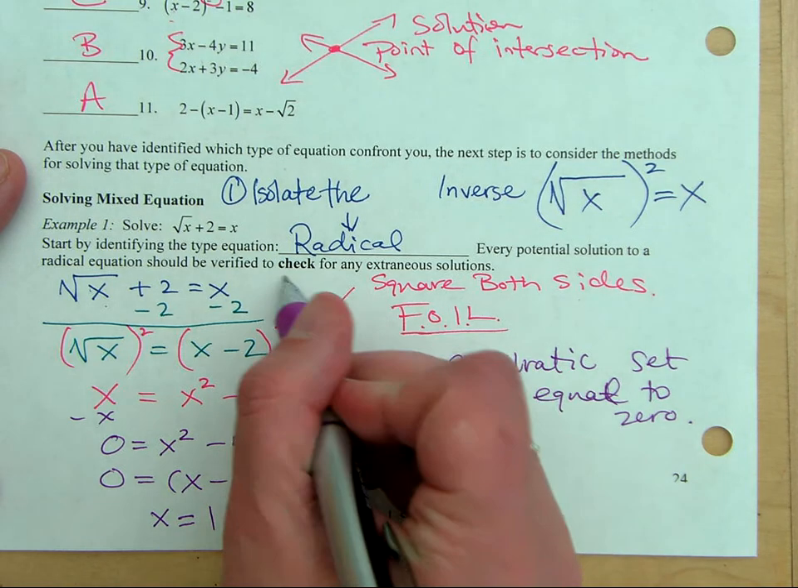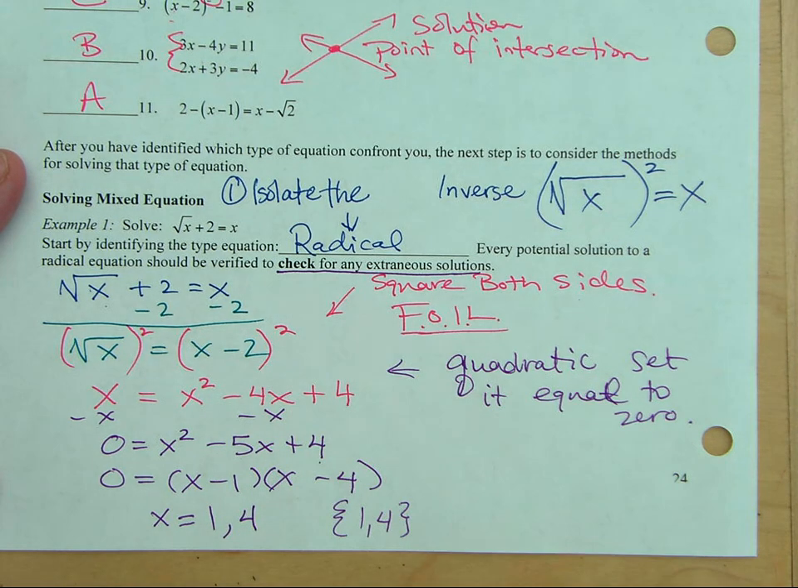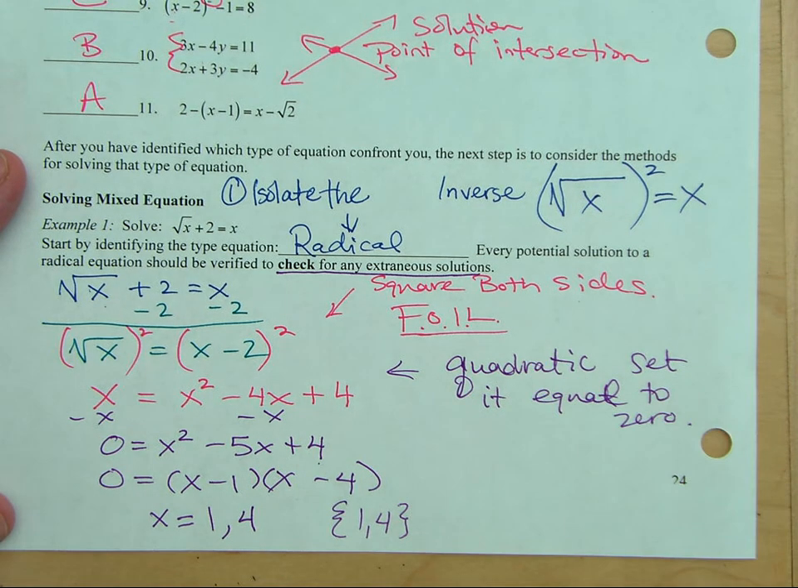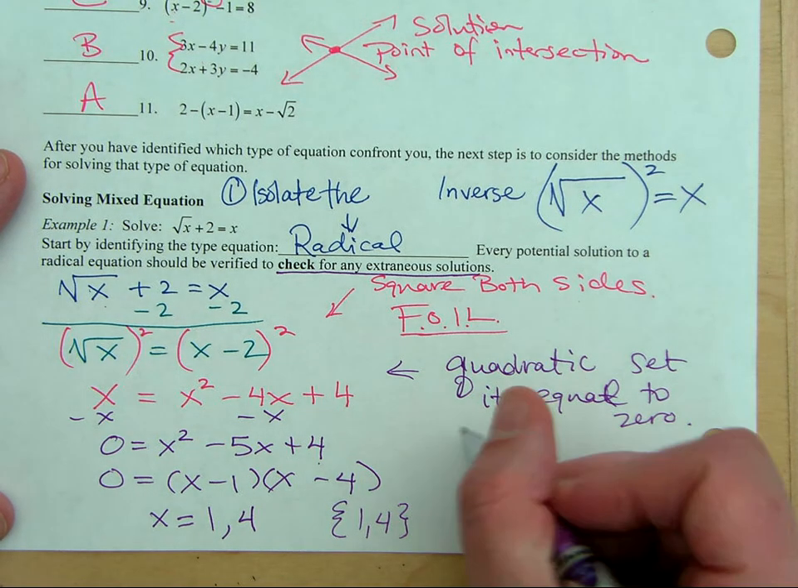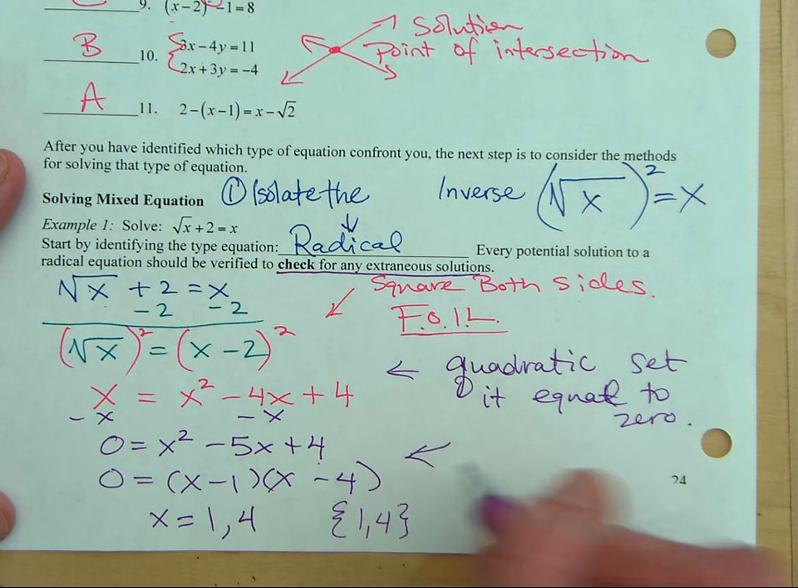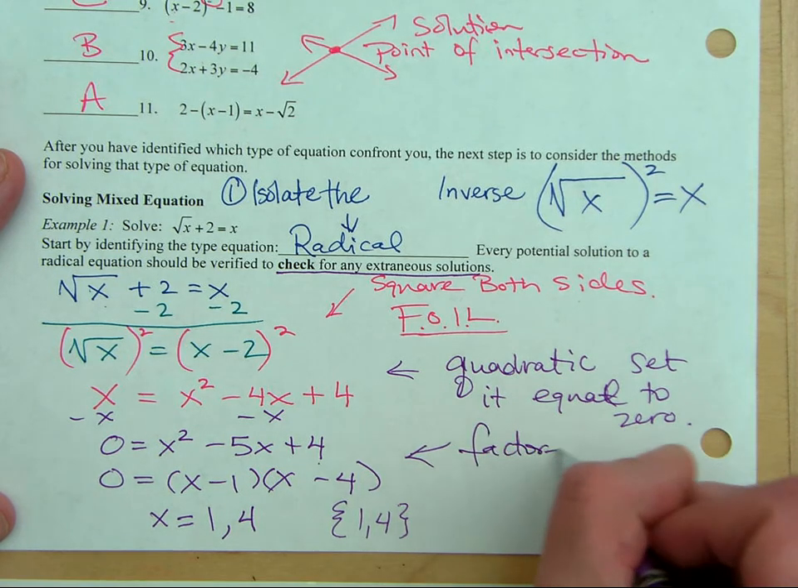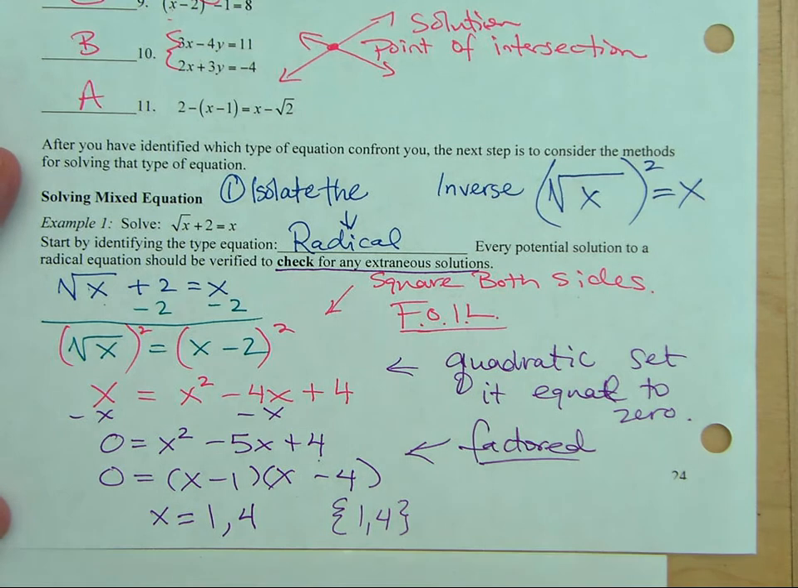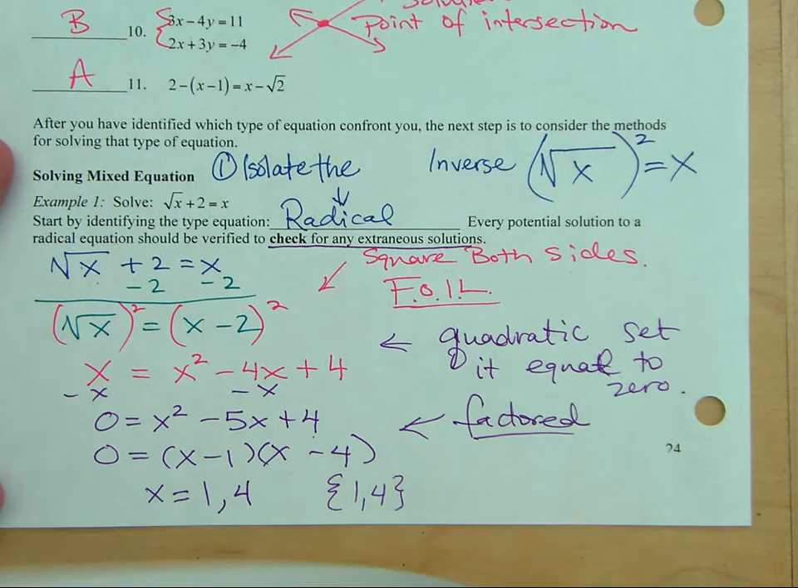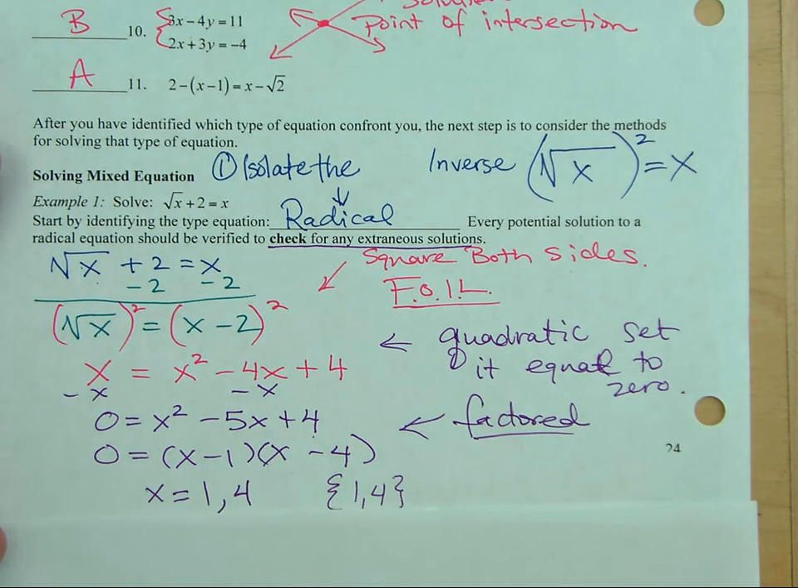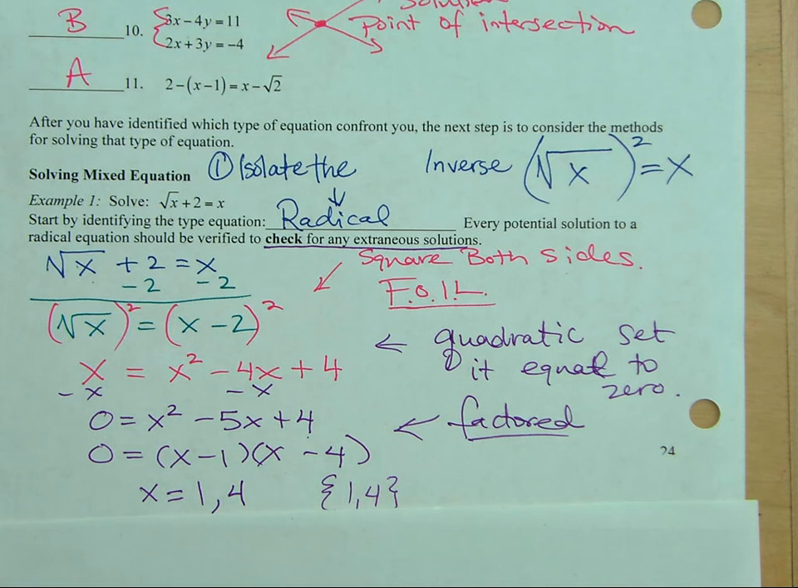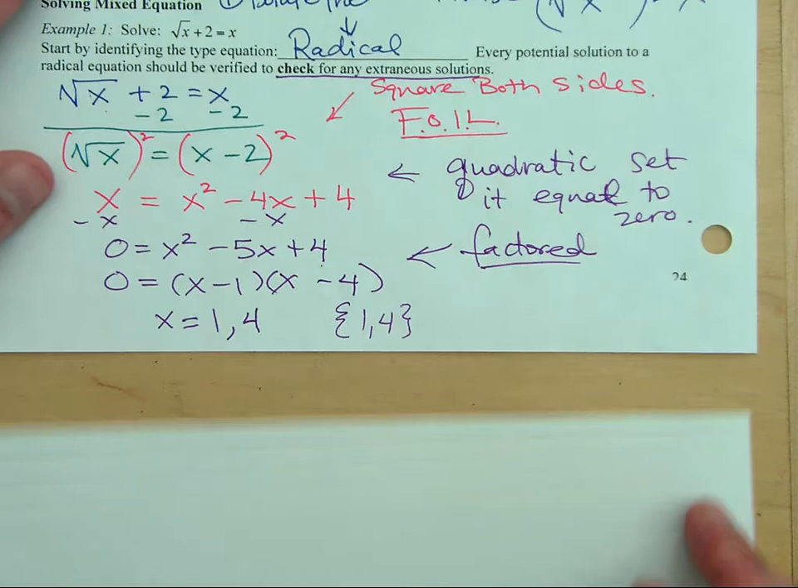But notice this, it says we have to check for extraneous solutions. Sometimes you're going to solve these and you're not going to get answers that work. Even though you solved it correctly, it might not always work. So here we factored, and then we need to check. I'm going to put some additional paper here just because I might run out of space. So let's go ahead and check this.